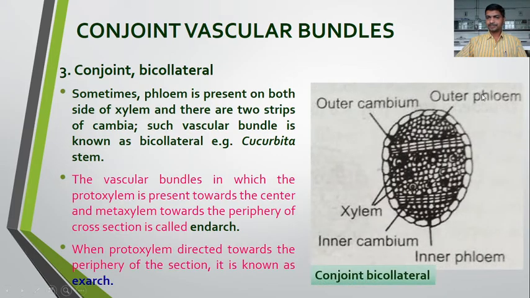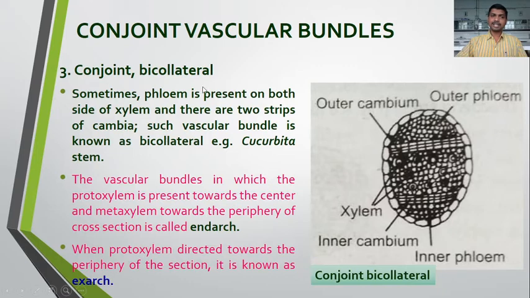So here we can see this phloem, this is the xylem. Here again the phloem is present. The phloem which is present towards the outer side is the outer phloem. The one present towards the inner side is the inner phloem. Similarly, two strips of the cambia are present. This is the inner cambium, this one is the outer cambium, and the xylem is present here in between the outer phloem and inner phloem. So xylem is present at the middle portion, in the center. The vascular bundle in which the protoxylem is towards the center and metaxylem towards the periphery of the cross section is called endarch.